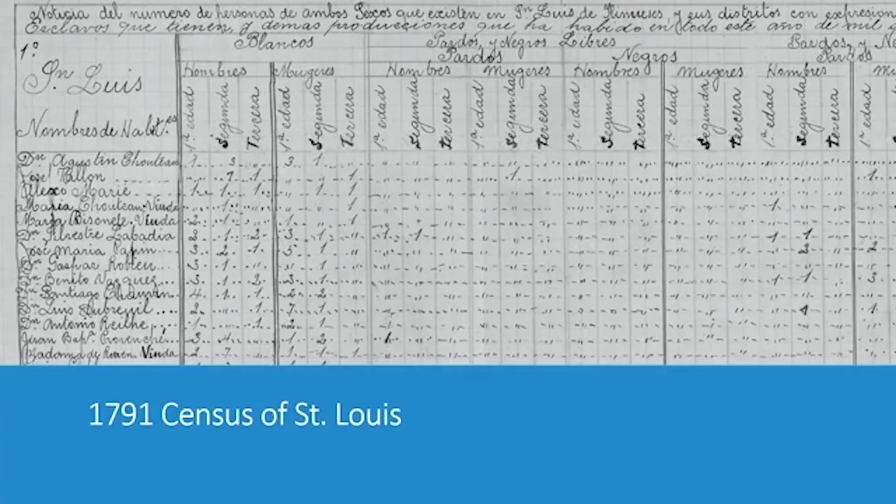So this is an example of the 1791 Census of St. Louis. When we're talking French and Spanish territorial censuses, the records will be in French or Spanish. So that is something to keep in mind. And when you're doing searches for names, keep in mind that the names will often be put in the French or Spanish version of the name and not the English version. So that's definitely something you want to pay attention to when you are searching the censuses.